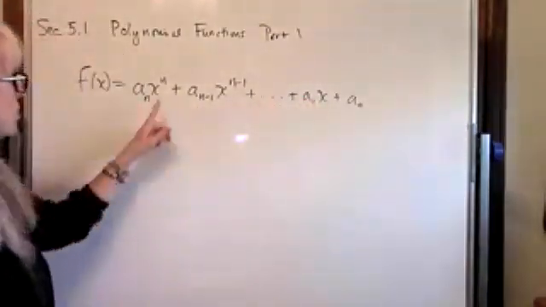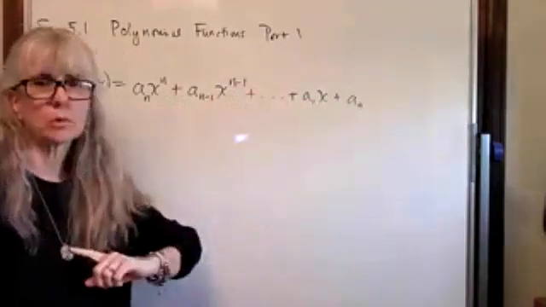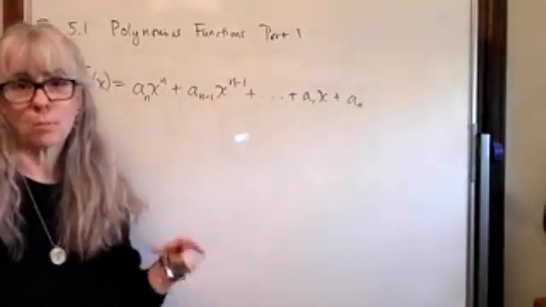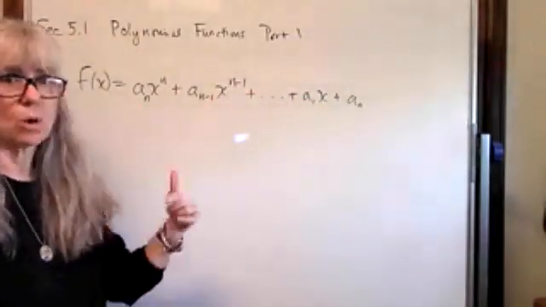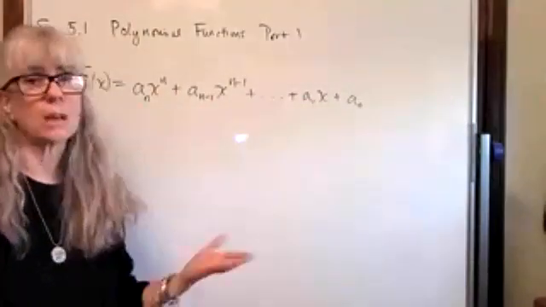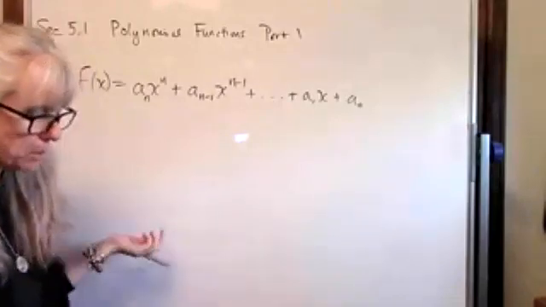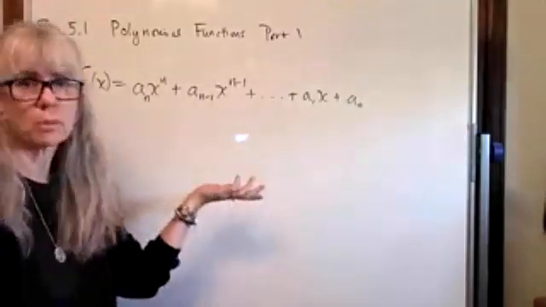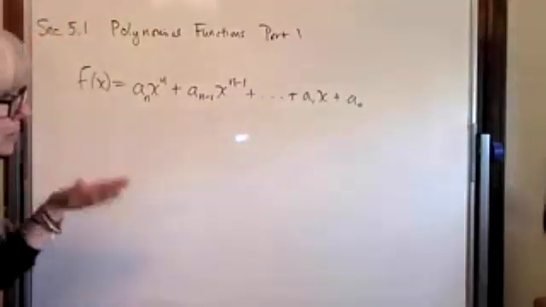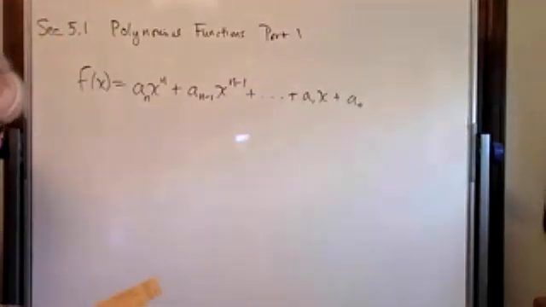The other thing to notice, the exponents on the variables are all whole numbers. So 0, 1, 2, 3, 4, 5, 6, 7, 8, 9, 10, no negative exponents floating around, no fractional exponents floating around. And that's what makes a polynomial function, basically.